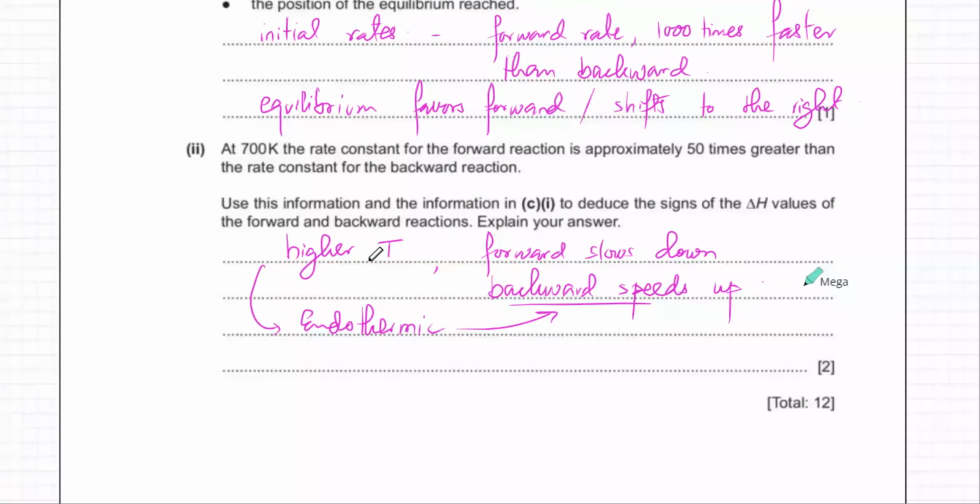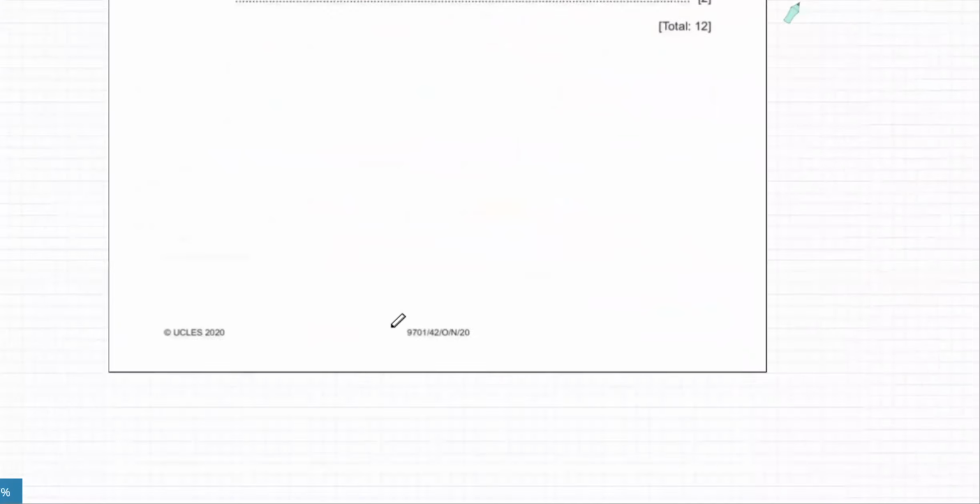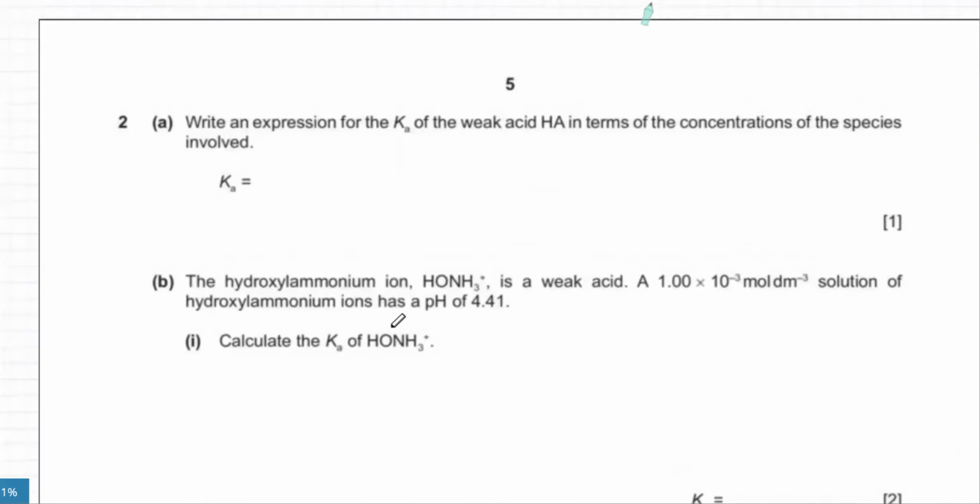So they linked this with Le Chatelier's principle, and we were able to figure out that higher temperature favors endothermic. It's definitely not favoring the forward reaction, it's slowing down. So the forward must be the exothermic one. So deduce the sign of the enthalpy change for the forward, that's exothermic. And the backward one is going to be endothermic. And you're going to explain all of this. Higher temperature favors endothermic. Okay, is this all clear? This one. Yes, sir.